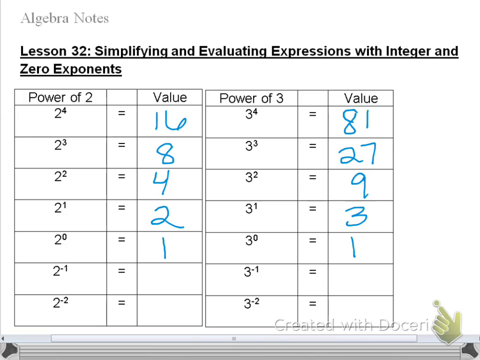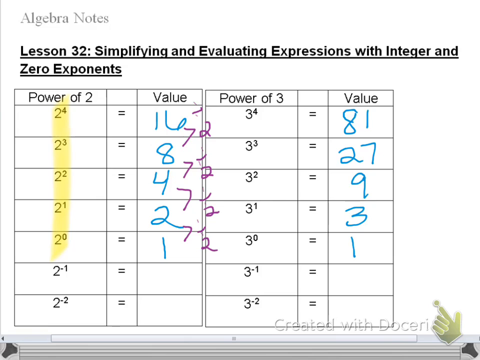So I want you to take a moment here and look for some patterns with me. A pattern for the powers of 2 is that 16 divided by 2 is 8. 8 divided by 2 is 4. 4 divided by 2 is 2. And 2 divided by 2 is 1. So if we follow this pattern here, our exponents are going down each time by 1. So 4, 3, 2, 1, 0. But each time the value is being divided by 2.